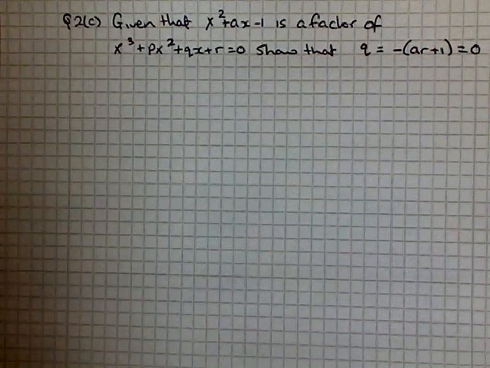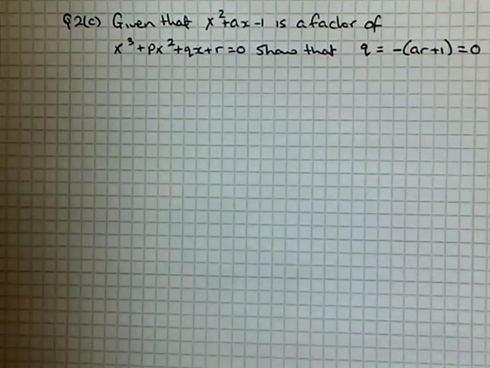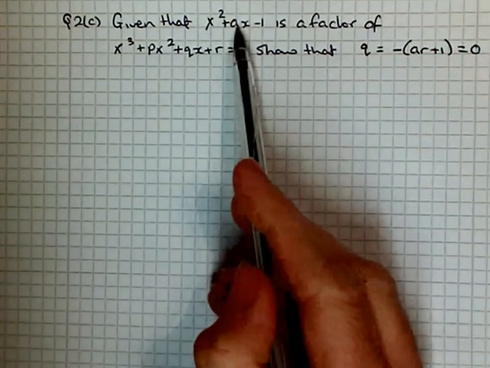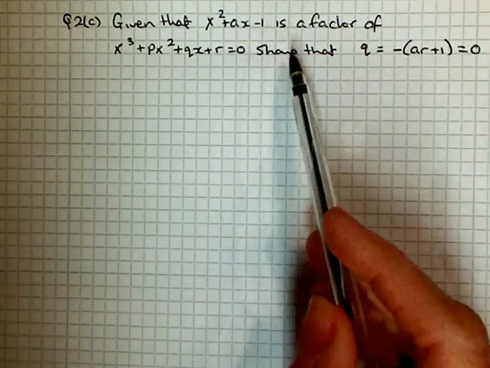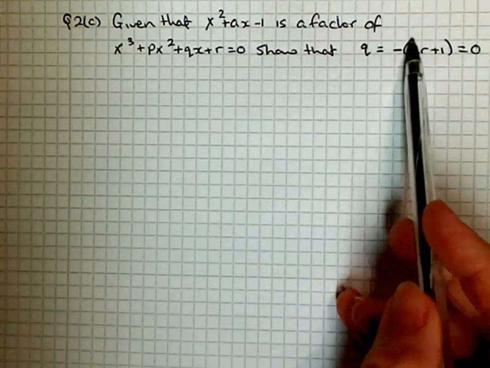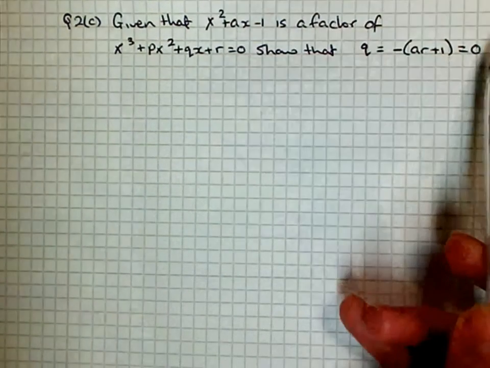So this is question 2 part C, 5th year summer exam, and you're given that x squared plus ax minus 1 is a factor of this cubic polynomial, and you're asked to show that q is equal to minus (ar plus 1).